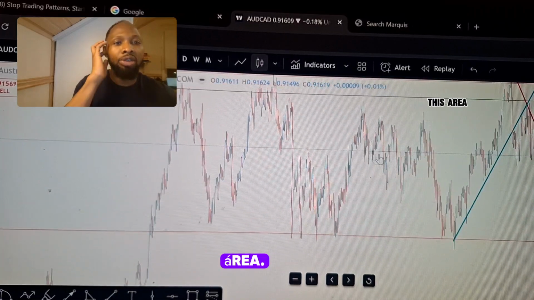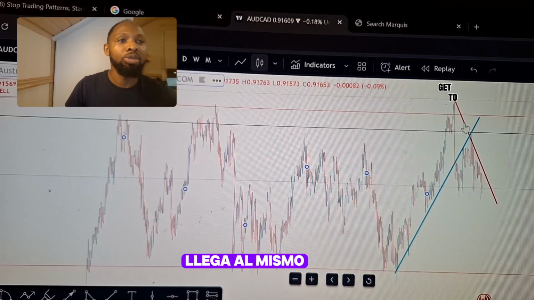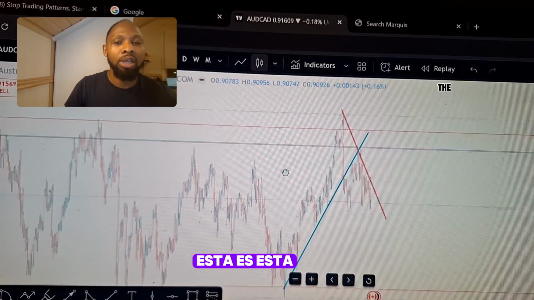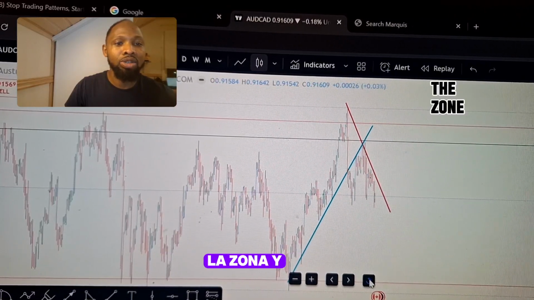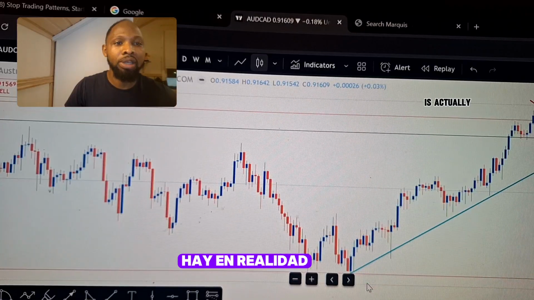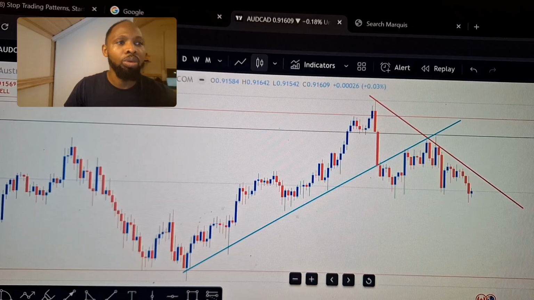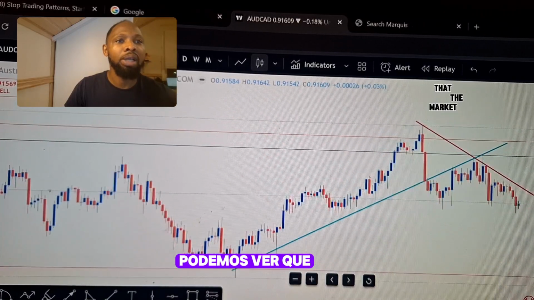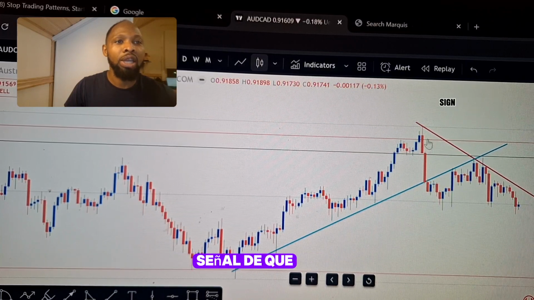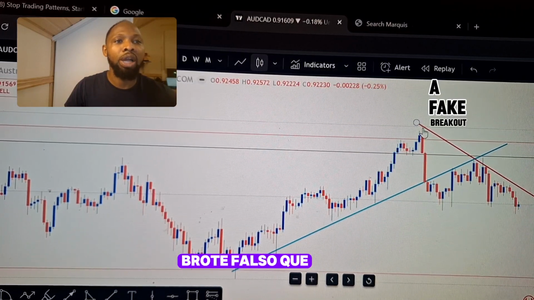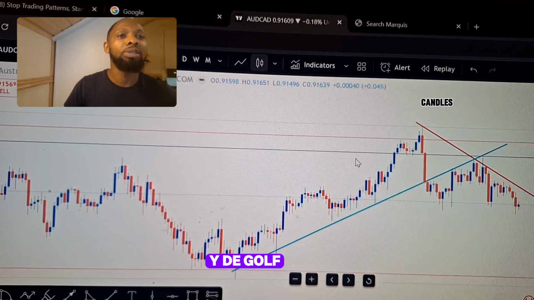And we have this ranging area, and then the market was able to get to the same level here. This is an area where a lot of sellers are. We can see that the market broke this resistance level and showed a sign that it was going to continue, but it was a fake breakout. Then we have this bearish engulfing candlestick that formed.